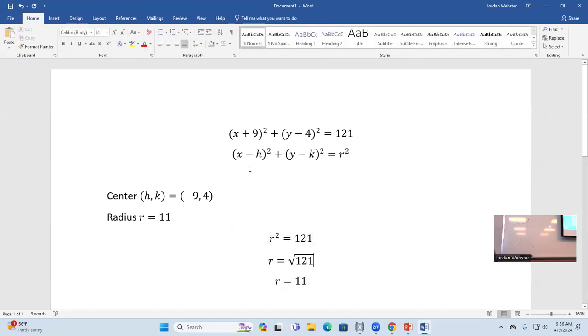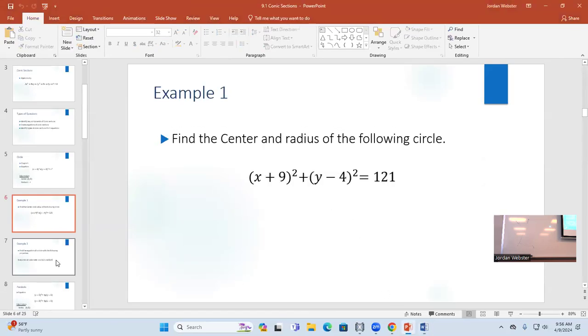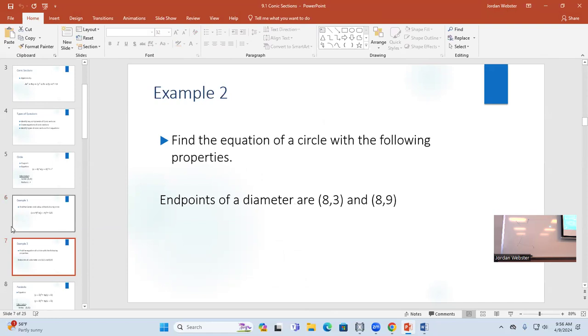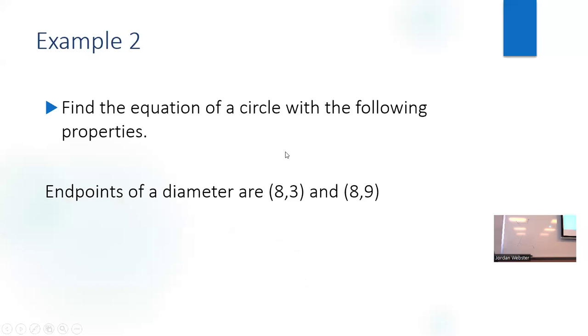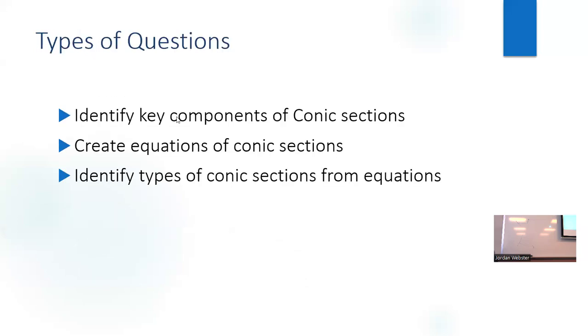Now that was all really nice because my circle was in this standard form of a circle. So it was already in that standard form, so it's pretty easy to read things off. We'll see some examples later if we're not in standard form, but we'll do that later. So that's one type of question: identify key components of the circle.